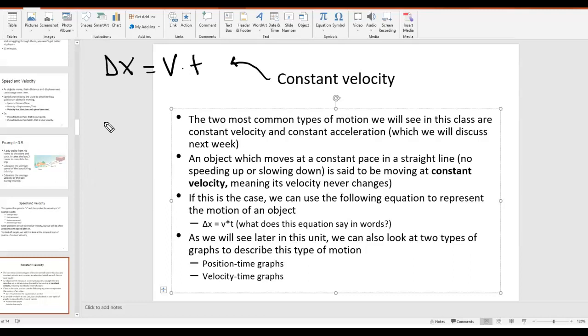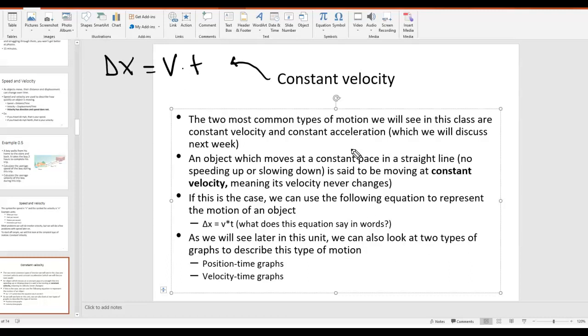So what does this equation say in words? Think about what is delta x, what is v, and what is t. Well, what this equation says is that the displacement of an object, if it's moving at constant velocity, is equal to the velocity of the object times the time that the object is moving for. And so what we're going to do now is solve some problems using the constant velocity equation.